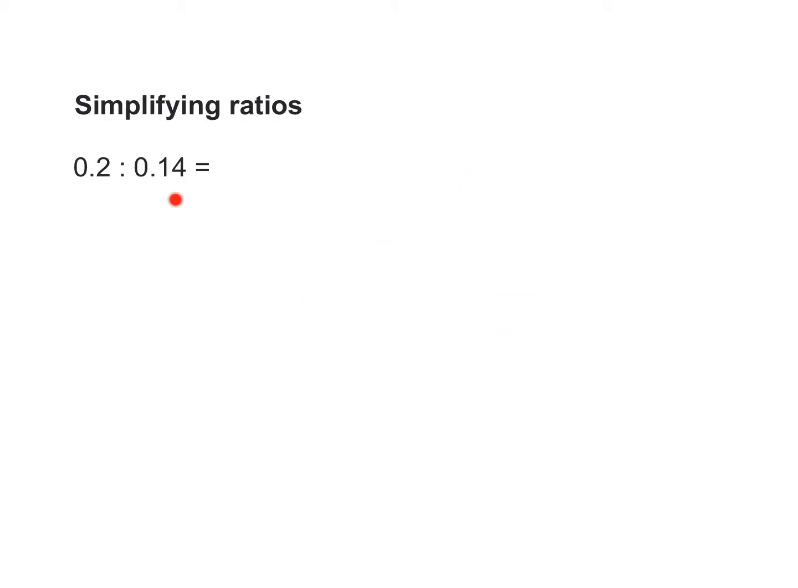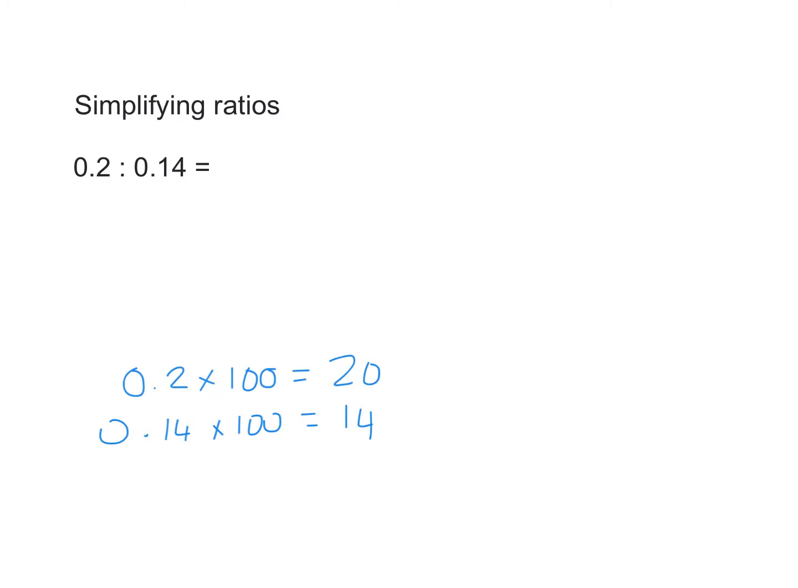We can also simplify decimals, okay? If we have a look at our second decimal here, that is tenths and that is hundredths. So we can actually multiply both decimals by 100. So how do we do that? Well, 0.2 multiplied by 100 gives us 20, and 0.14 multiplied by 100 gives us 14. So our new simplified ratio is 20 to 14. And this, of course, can actually be simplified further because they are both even numbers. So 2 goes into 20 10 times, and 2 goes into 14 7 times. So the ratio, simplified, is actually 10 to 7.